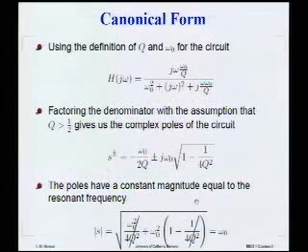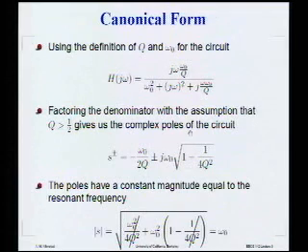We can also identify R over L as omega naught over Q. So we substitute that here and here. Now we have a transfer function which is parameterized by two parameters, Q and omega naught. Omega naught is the frequency that we choose for resonance, right? And the quality factor is something that we would like to program.